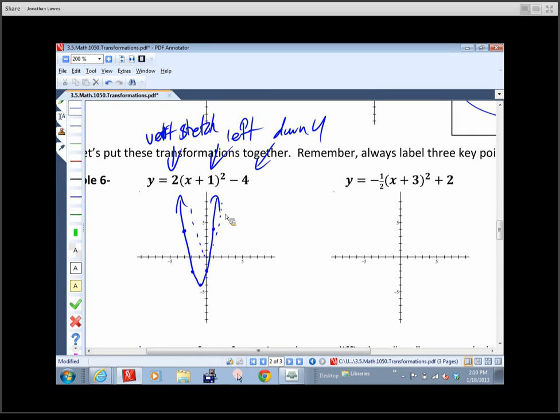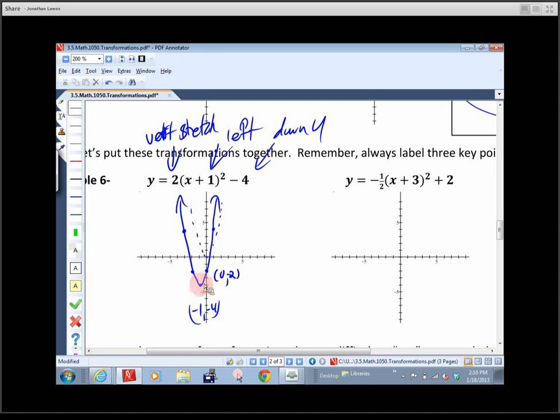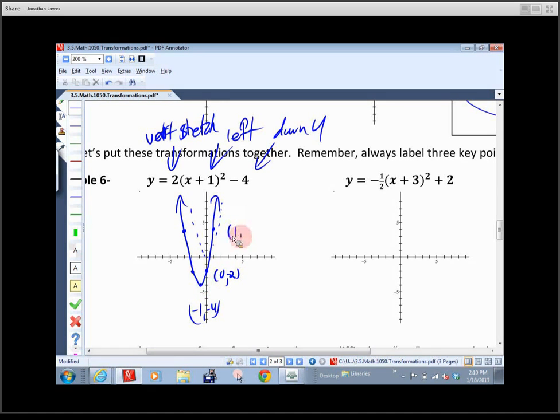Could we label these? -1, -4. If I went to the right 1, that puts me at 0. Up 2, that puts me at -2. If I went to the right 2, that's going to put me at 1. And if I went up 8 from -4, that puts me at 4. So everybody okay with that?